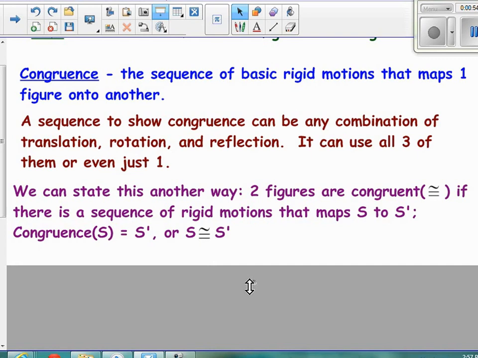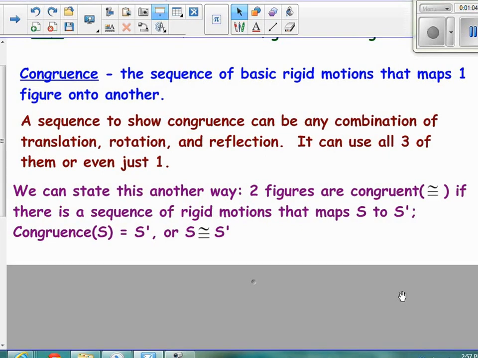Another way to say that two figures are congruent is if there's a sequence of rigid motions that maps figure S to S prime, or the congruence of S is equal to S prime, or S is congruent to S prime. The symbol that you're seeing is the symbol for congruence. This symbol right here is the symbol for congruence.